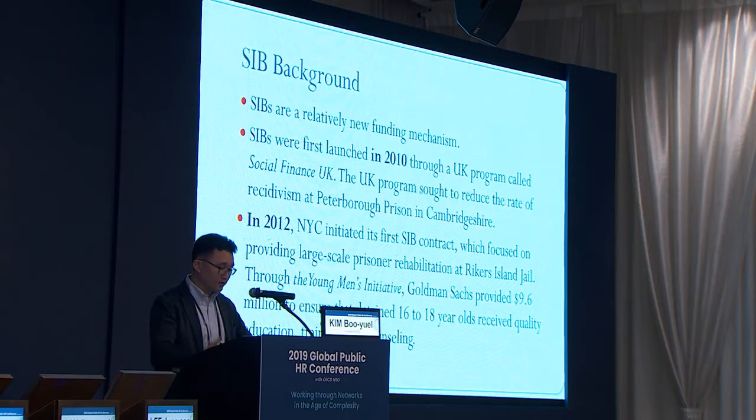And 2 years later, in 2012, New York City also initiated its first social impact bond contract, focusing on providing large-scale prisoner rehabilitation at Rikers Island Jail. The name was the Young Men's Initiative. At the time, the private investor Goldman Sachs provided $9.6 million to ensure that detained 16 to 18 year old young men and women receive quality education, training, and counseling.